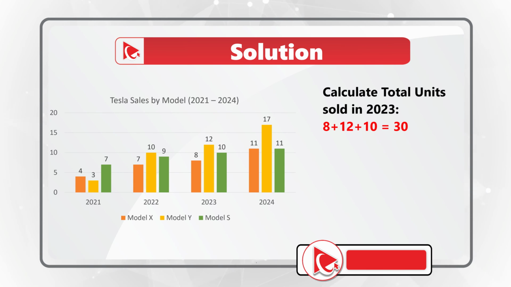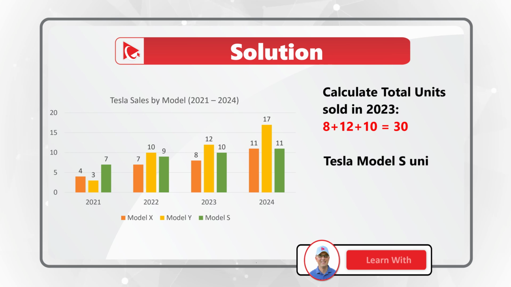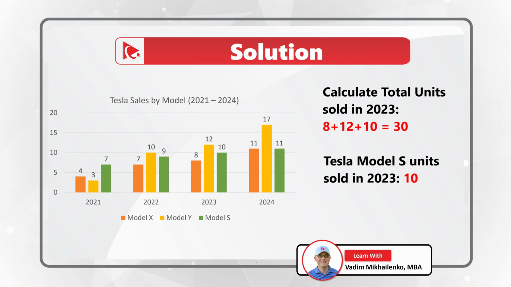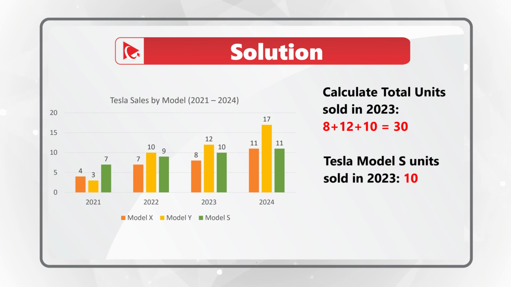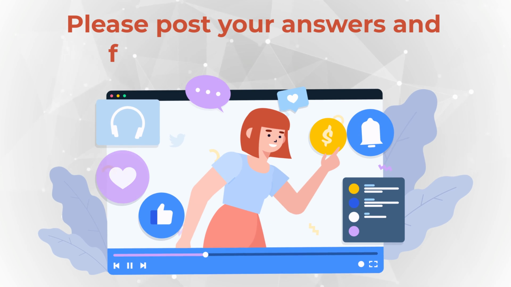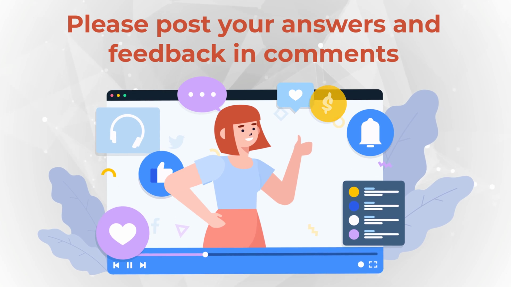Now let's determine the percentage. We sold 10 units of Model S in 2023, which is 1/3 of the 30 units in total. So the correct choice here is 1/3 of 100%, which is approximately 33%. So the answer here is choice C, 33%. Hopefully you figured this out and now know how to answer similar problems on the test.